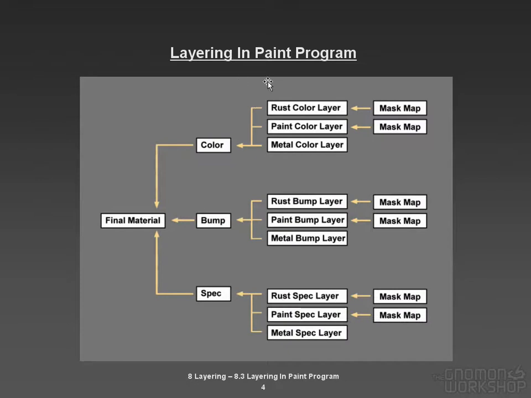Lastly is the layering in a paint program method, which is similar to the previous example, except instead of doing your layering in your 3D program, you do your layering in your paint program, using masks, again, on the different layers. Then these combine together to form a single color map, which is then read in your 3D program in your final material.